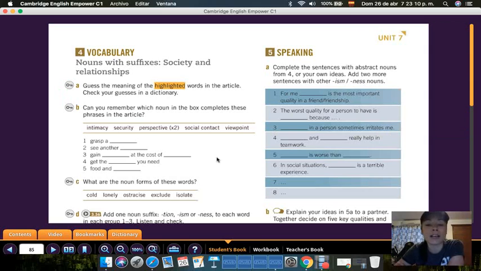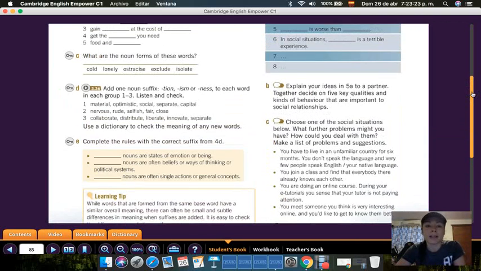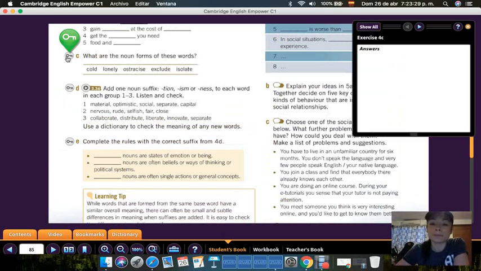Okay? Now the next part is letter C. What are the noun forms of these words? Okay, remember that the noun forms is like how those words would look if they were nouns. Because as you can see, lonely is an adjective. Okay? So I'm going to show you.